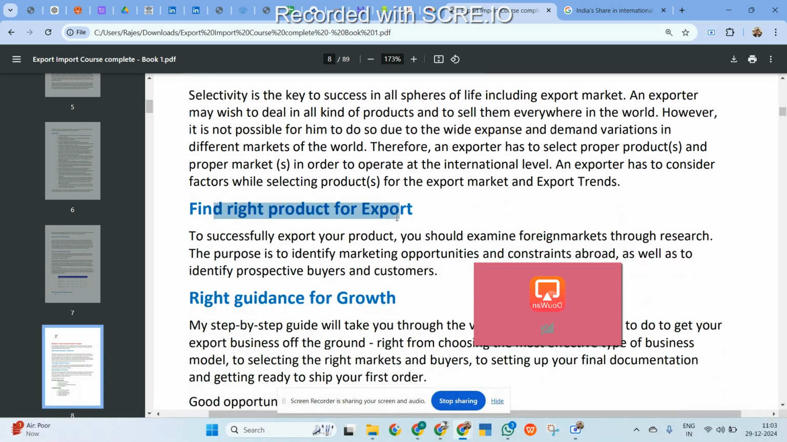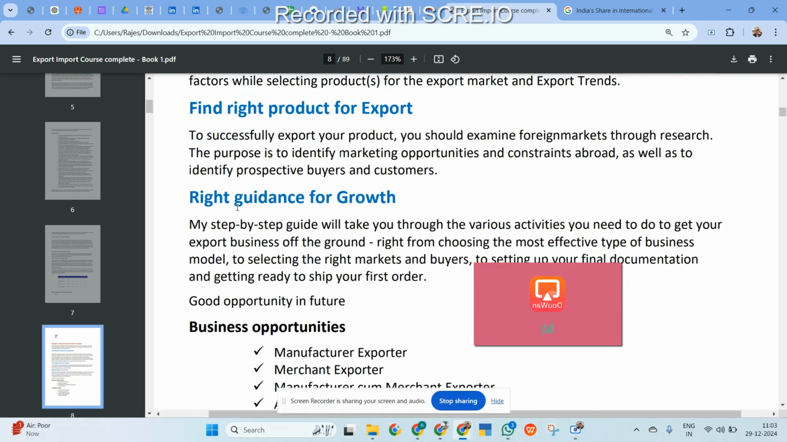Find the right product for export. To find the right product for export, you should examine foreign markets through research. The purpose is to identify the marketing opportunities abroad, as well as to identify prospective buyers and customers.